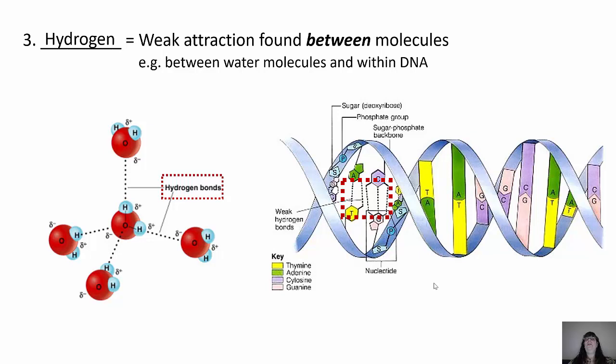So hydrogen bonds are between molecules, but covalent bonds are in the molecule. So I'll give you an example. Water, H2O. There are polar covalent bonds within the water molecule. So the oxygen and hydrogen are held together with polar covalent bonds. But hydrogen bonds are between water molecules. Okay, and you could be asked that on your test, so make sure you know. Hydrogen is between, polar covalent within. Okay?